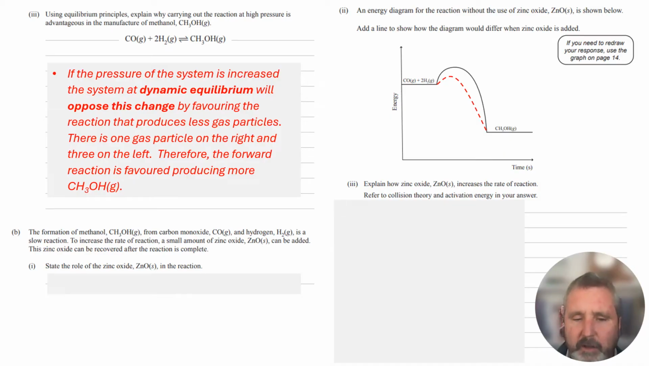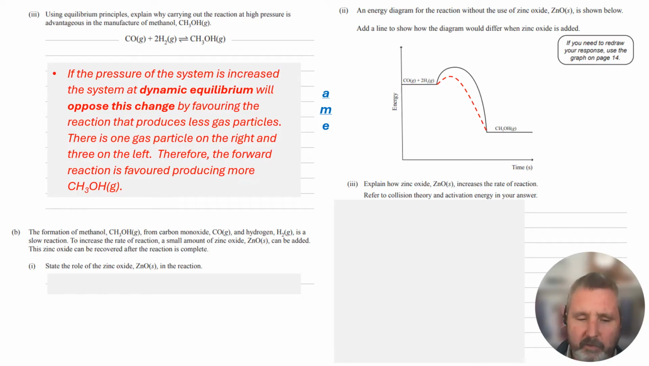So I've said it a wee bit different here. I've said it favours the reaction that produces less gas particles. To get the excellence here, you need to say specifically how many gas particles. So there is 1 mole of gas particles on the right, and there are 3 moles of gas particles on the left. Therefore, the forwards reaction is favoured, and that will produce more methanol. So achieved: recognise increase in pressure favours the side with fewer gas particles. Merit: links the pressure to the shift in equilibrium. You then say the forwards reaction is favoured. Excellence: we're going to include that detail. We're going to say that there is 1 mole of gas particles on the right and there are 3 on the left.